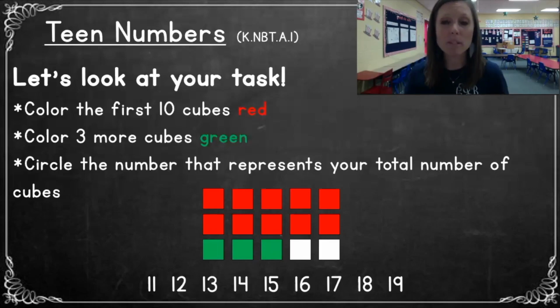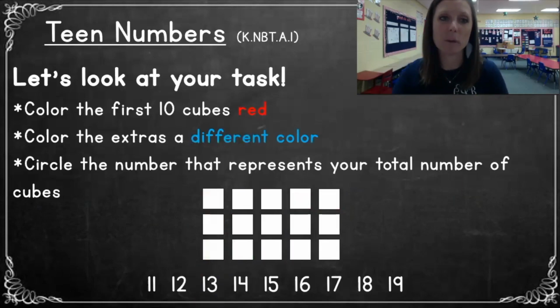So looking at the numbers at the bottom of the screen, which one would show a group of 10 and 3 extra ones? Is it 11, 12, 13, 14, 15, 16, 17, 18, or 19? Well, a group of 10 and 3 extra ones is a 1 and a 3, and that is the number 13.